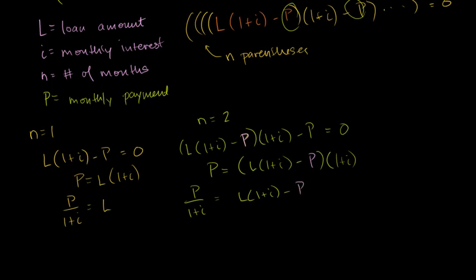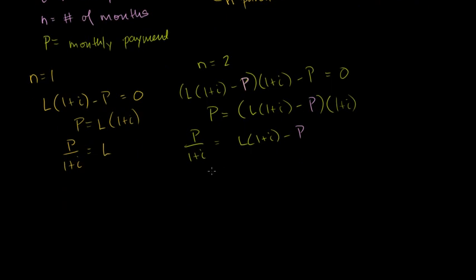Now let's add that pink p to both sides of this equation. You get the pink p plus this p plus p over 1 plus i is equal to L times 1 plus i. Now divide both sides by 1 plus i. You get the pink p over 1 plus i plus the green p. They're the same p. The green p already is being divided by 1 plus i. You're going to divide it again by 1 plus i. So it's going to be divided by 1 plus i squared is equal to the loan.